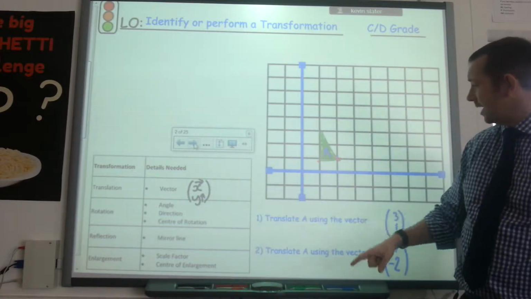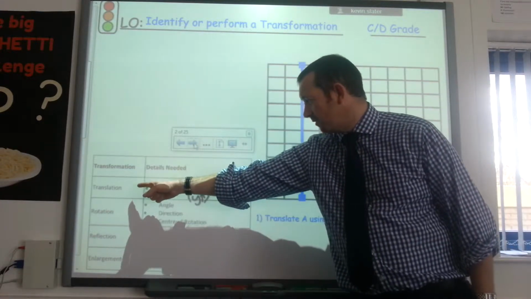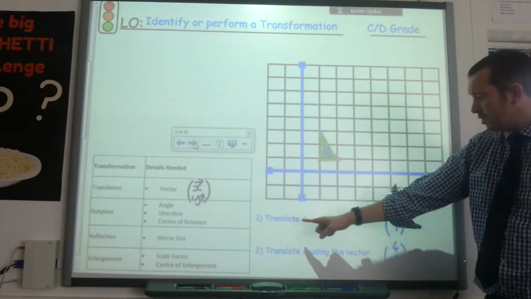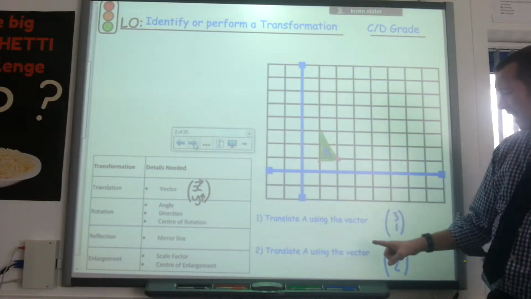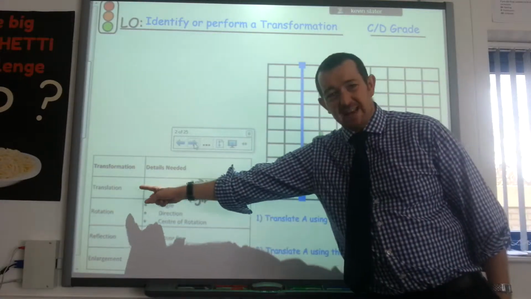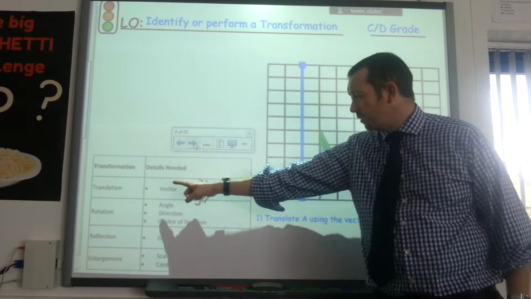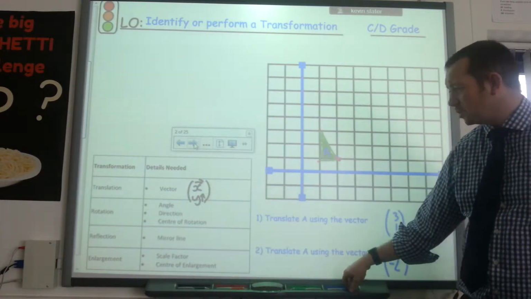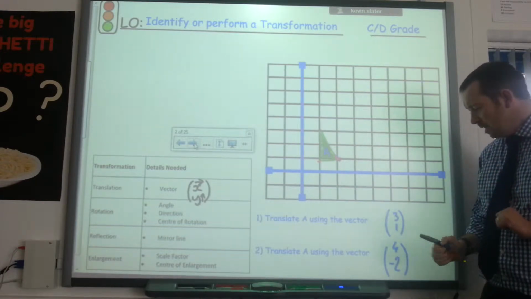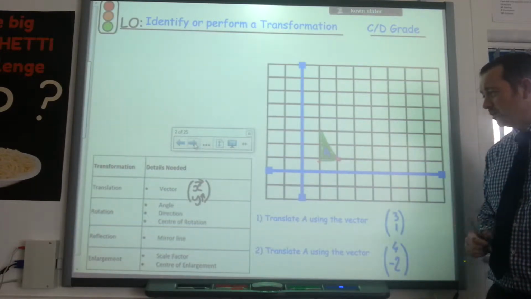The first one we're going to look at, we're seeing this table here, is our transformations and the details we need for it. Being asked to translate triangle A using the vector 3, 1. So we can translate a shape. When we translate a shape, we're given the vector. The top number in the vector tells us how much we need to go to the right, and the bottom number tells us how much we need to go up.